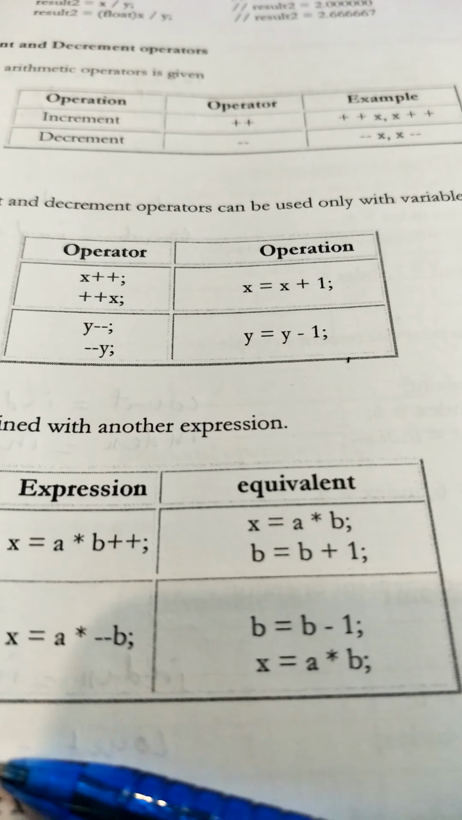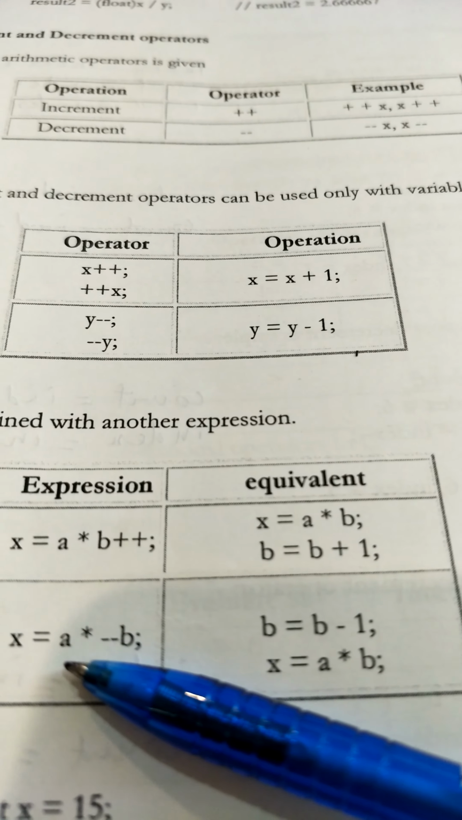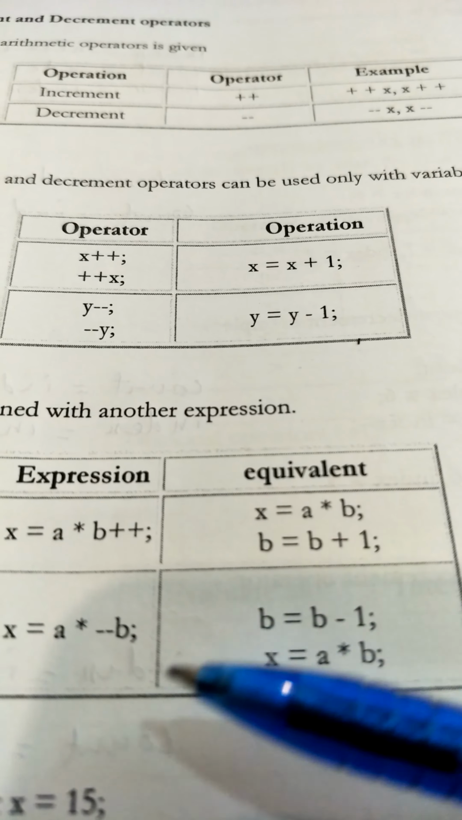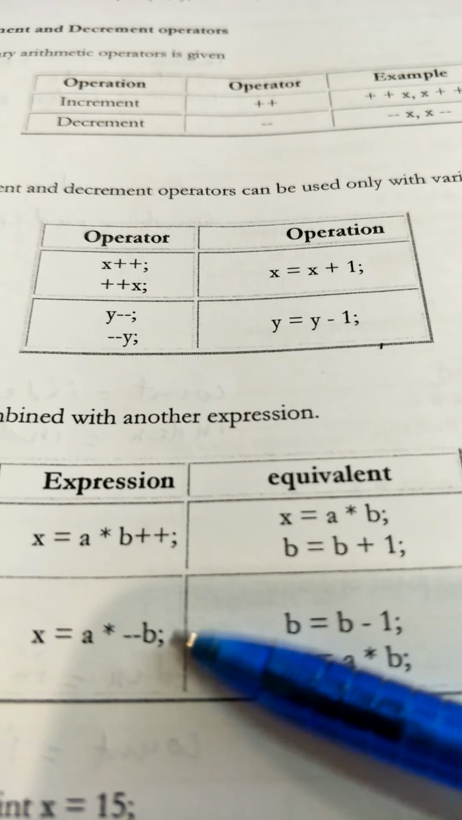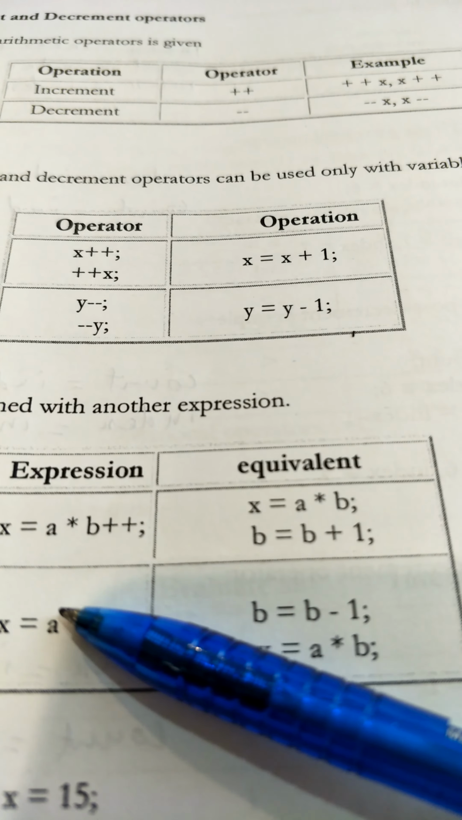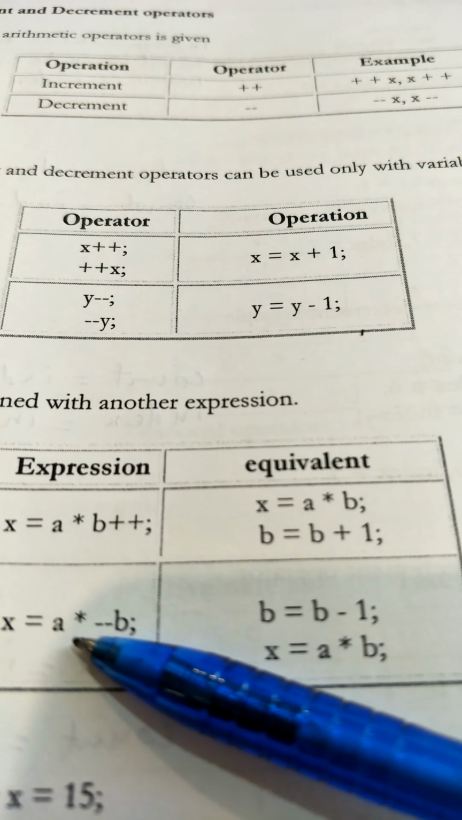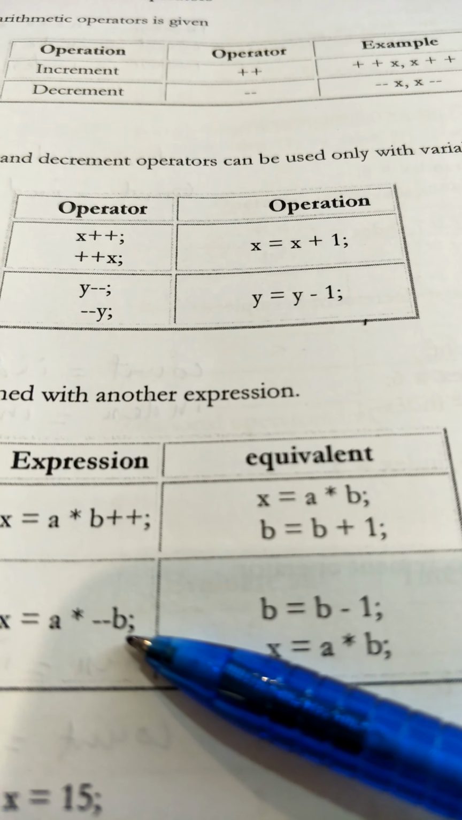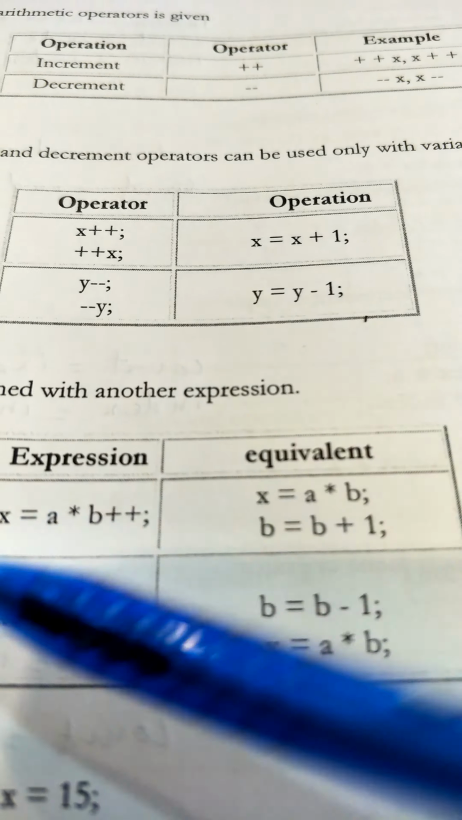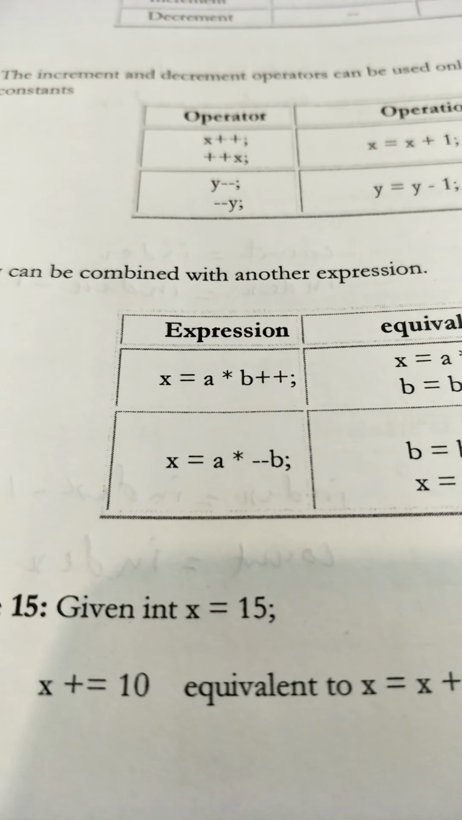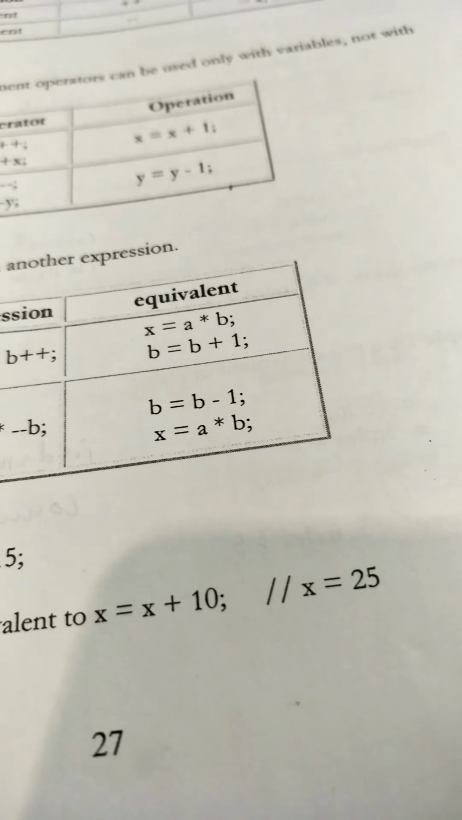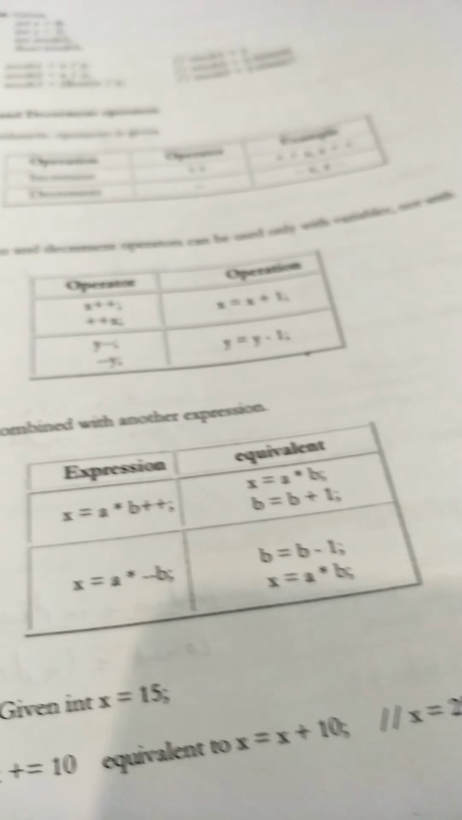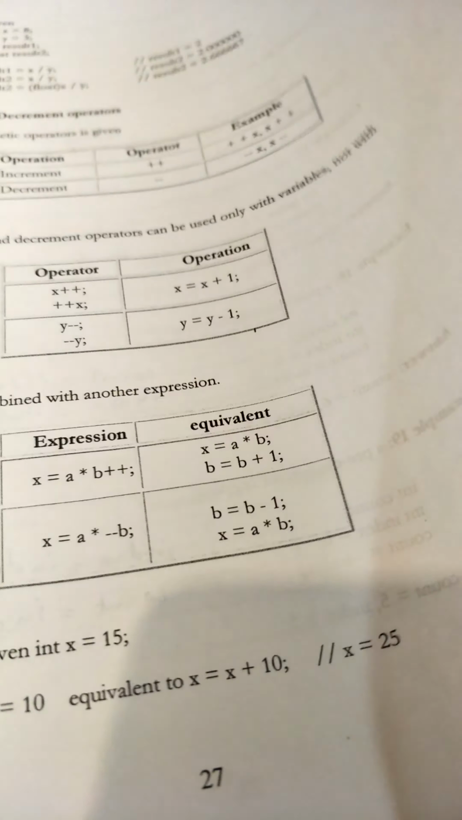Yeah, so we have x is a times b, so minus b. What happened here? In this case, reduce the number, then multiply. We reduce number b by 1, and then we multiply. So it gives you a different answer. Try to write a simple program as I suggest just now.